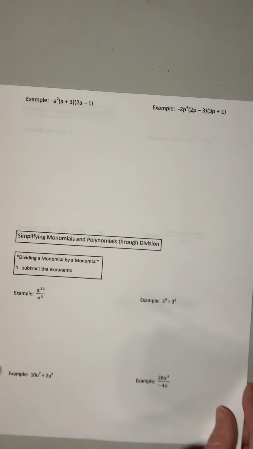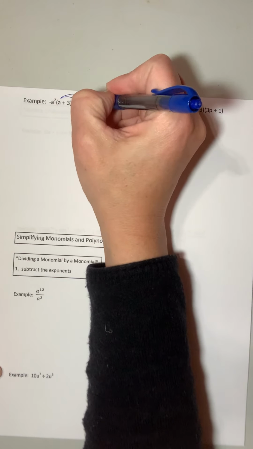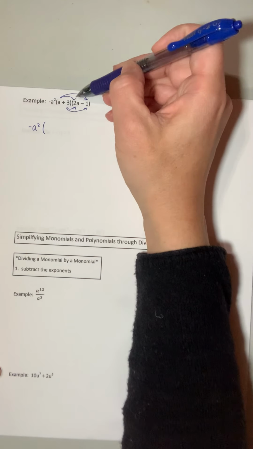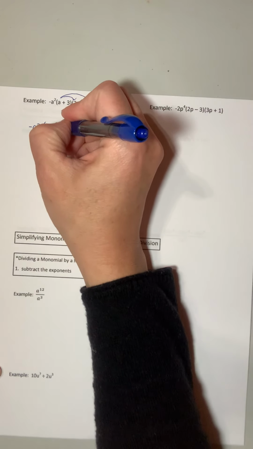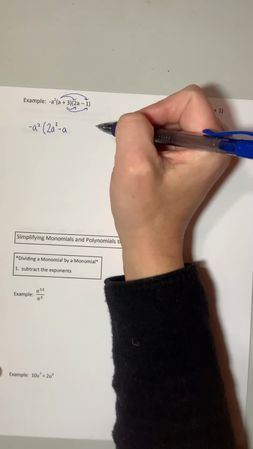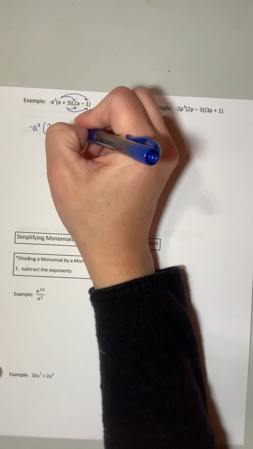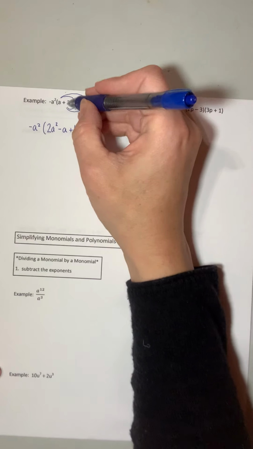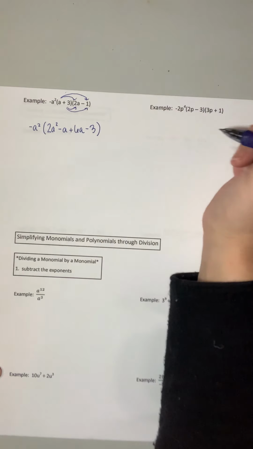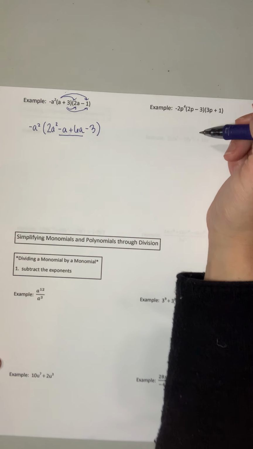All right, next one. I'm going to multiply the a to everything and the 3 to everything, and I'm going to ignore the negative a squared for now. So a times 2a is 2a squared. A times negative 1 is negative a. 3 times 2a is 6a, and 3 times negative 1 is negative 3. So right here in the middle are my like terms.